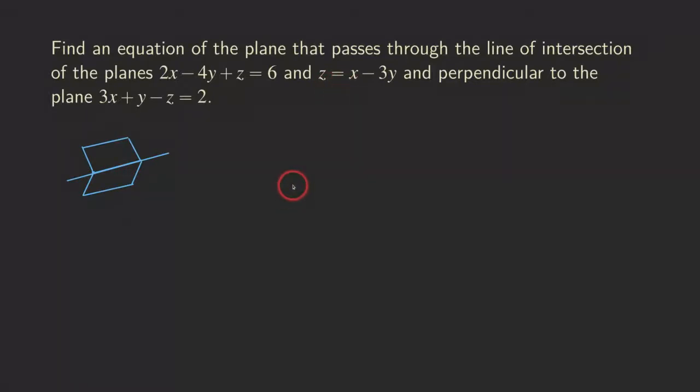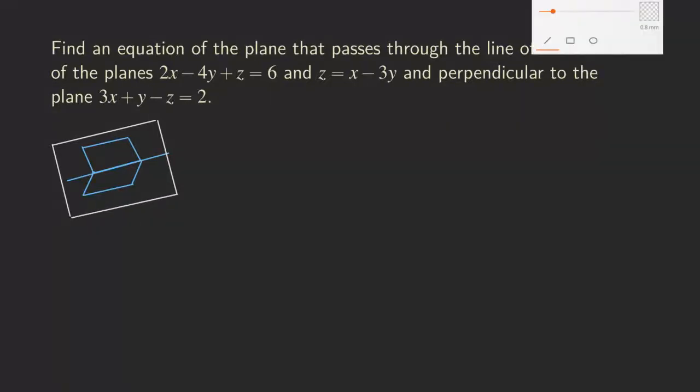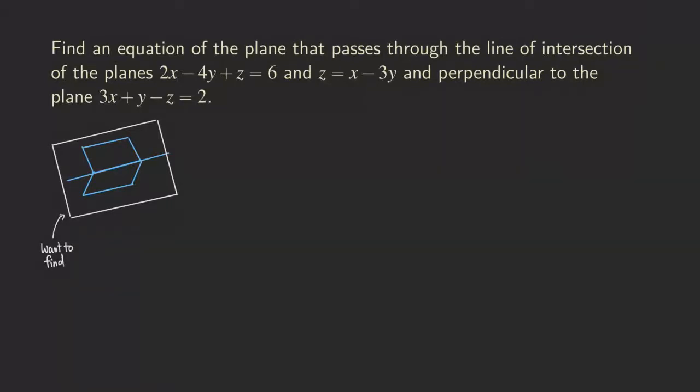The plane that we are trying to determine here must contain this line of intersection. So what does that mean? That means if the plane that we're trying to determine looks like this, then it contains this line of intersection. So what do we want to find here? We want to find this one. We want to find an equation of this plane.